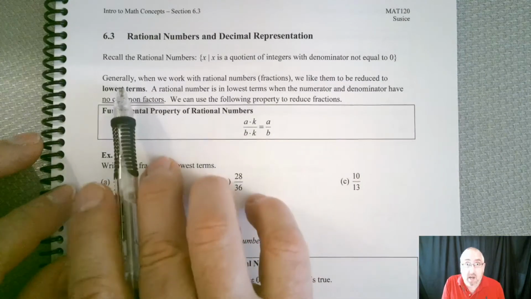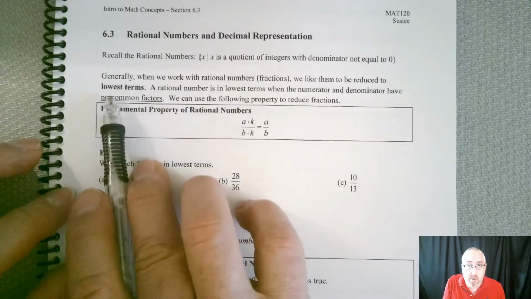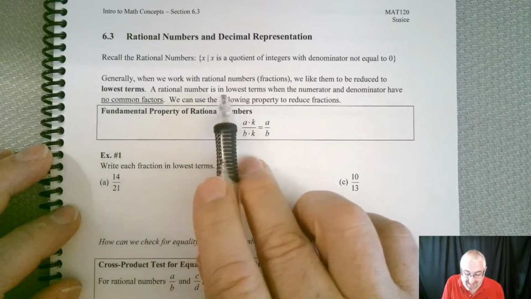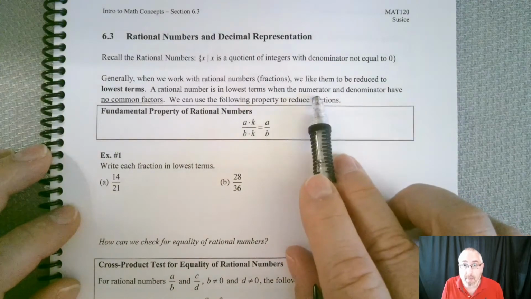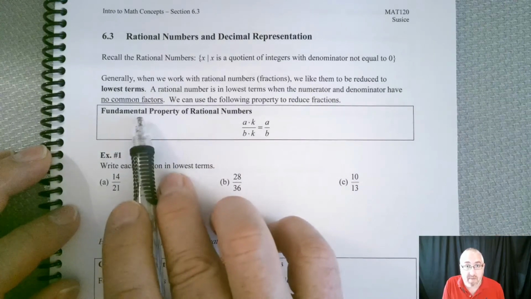Okay, so the first thing when we're talking about fractions is we like them to be reduced to lowest terms. So we want them as small and as compact as we can possibly get them. We don't like these big giant fractions. So a rational number is in lowest terms when the numerator and the denominator, so the numerator is the top and the denominator is the bottom, remember, they have no common factors.